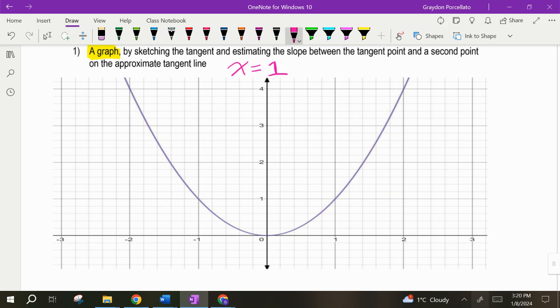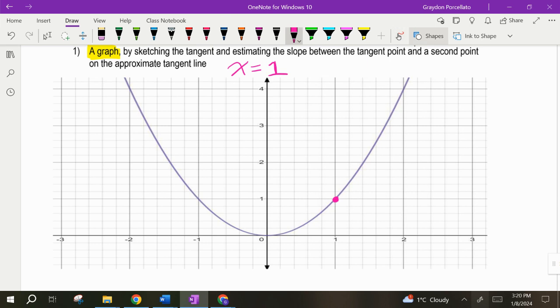Well, what we're going to do is sketch the tangent line, okay, and then estimate the slope of the tangent line by just picking another point on the tangent line. So here's where x is equal to 1 on the graph. Now the tangent line here is going to just pass through that point. So I'm going to draw this as best as I can here, right? This is what my tangent line is going to look like.